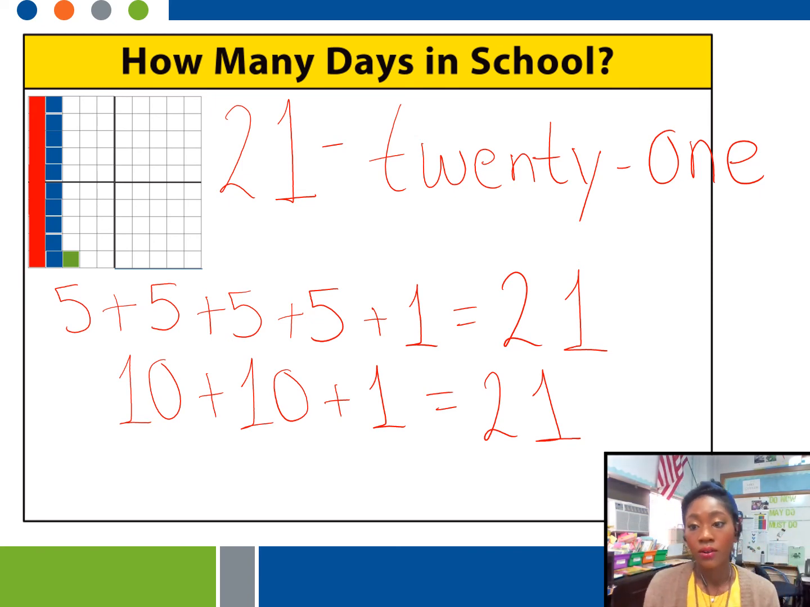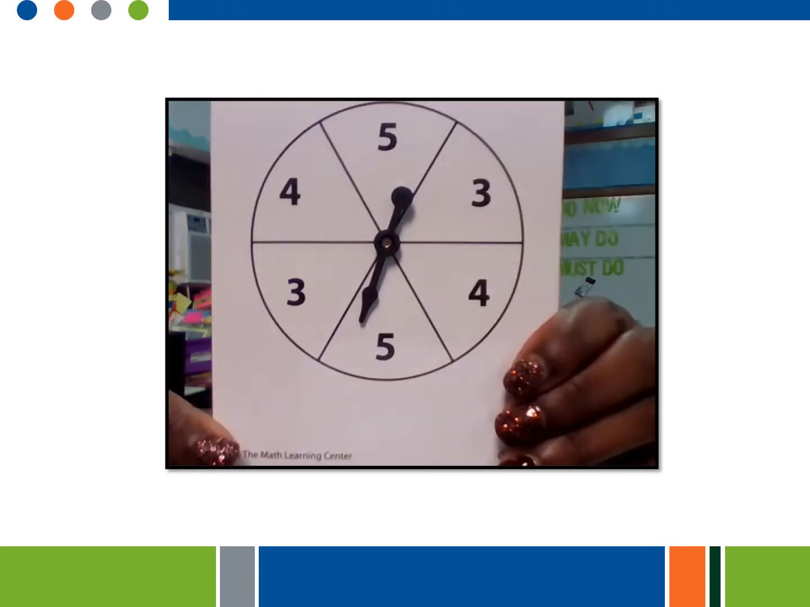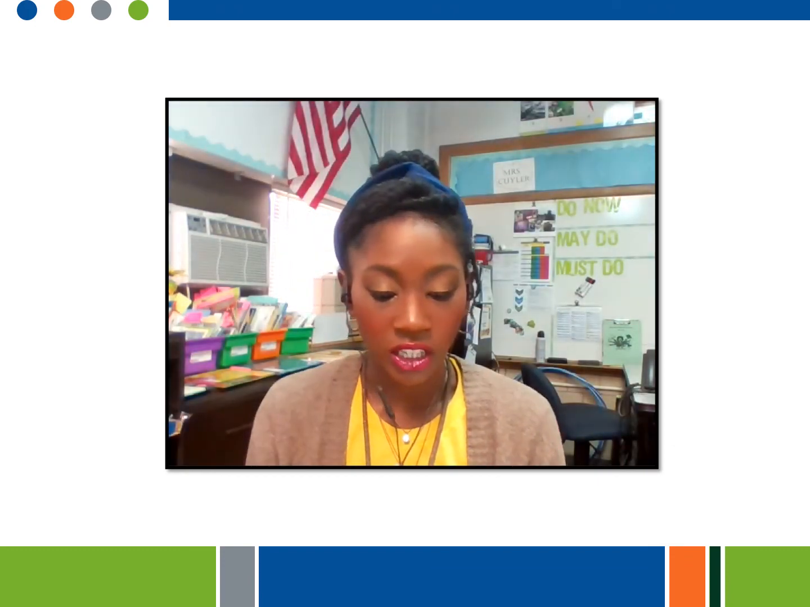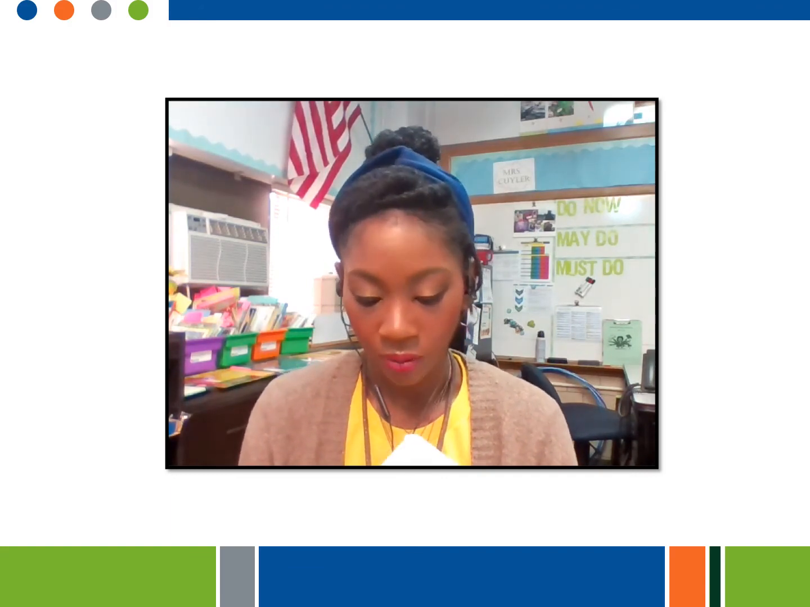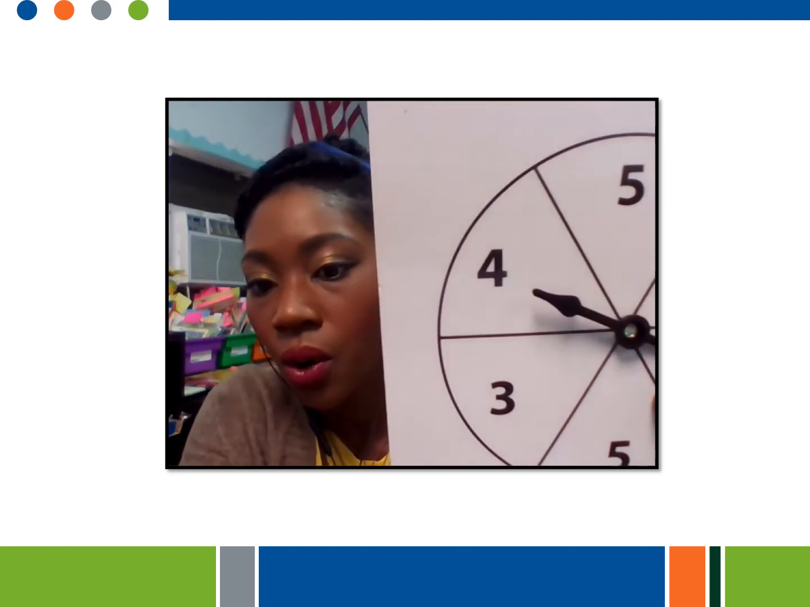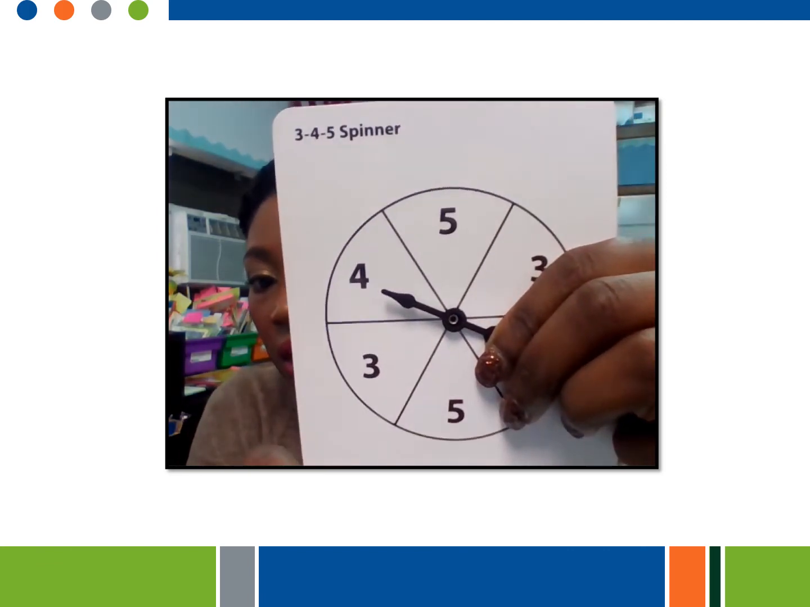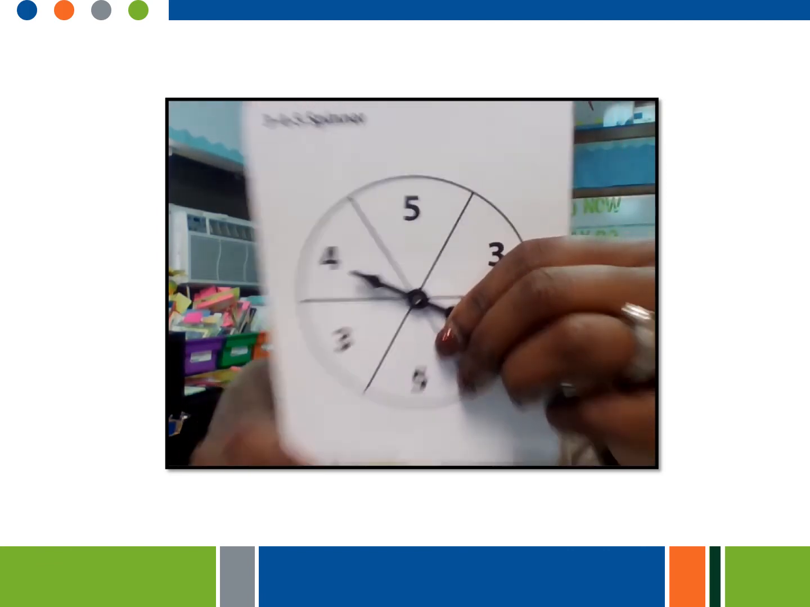Don't close the video. Now, first graders, you know that we have been collecting 2D shapes for this month. And I have my handy dandy spinner. And I'm going to see how many shapes I have to collect for today. Today it landed on 4. So I'm going to collect 4 shapes.